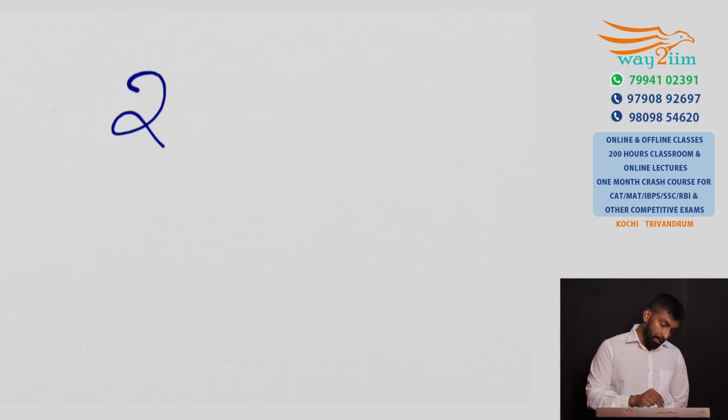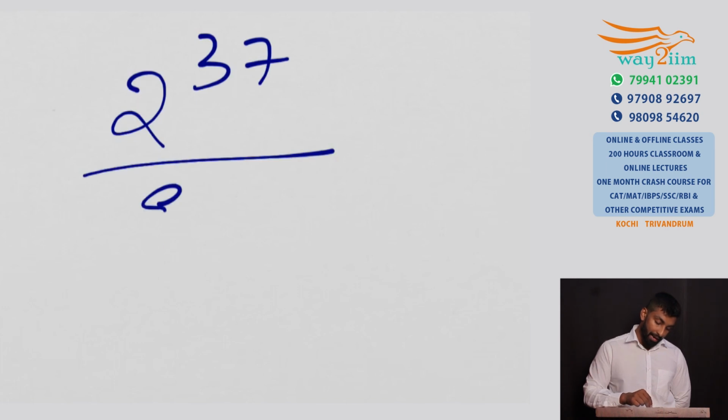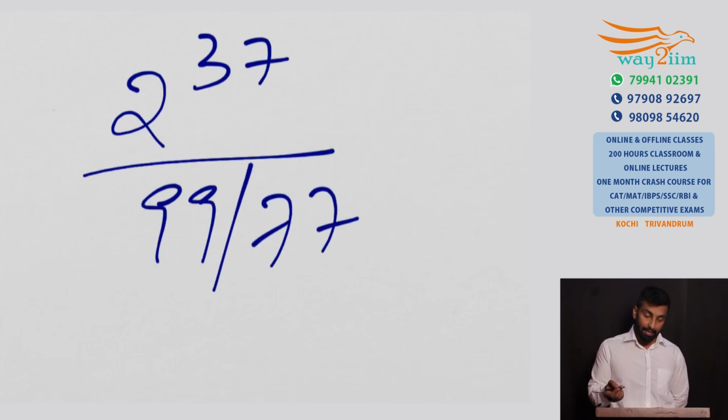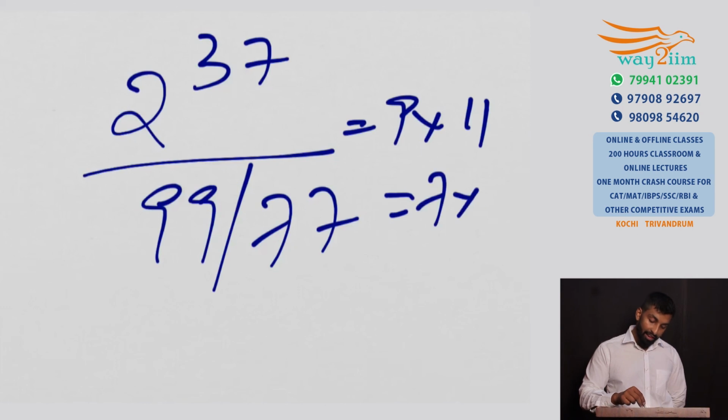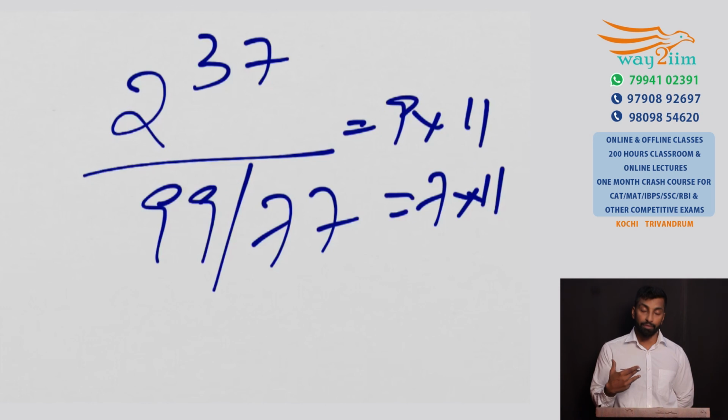Let's suppose the number is like 2 raised to 37 divided by 99 or something like that. Or if it was 77, something like that. So here you need to factorize; you can factorize the denominator as 9 into 11, or you can factorize it as 7 into 11, like that. Then what is your answer? How will you proceed? If this is the situation, how will you proceed is what we are going to see next.